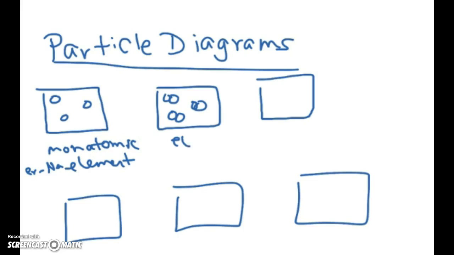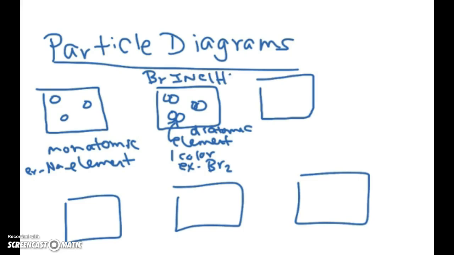Here's another element. These are diatomic elements. Two circles attached. Still one color. That's how we know it's an element. An example of a diatomic element would be, let's say, bromine. Any Brinkelhoff element will show two circles attached, but one color or pattern.